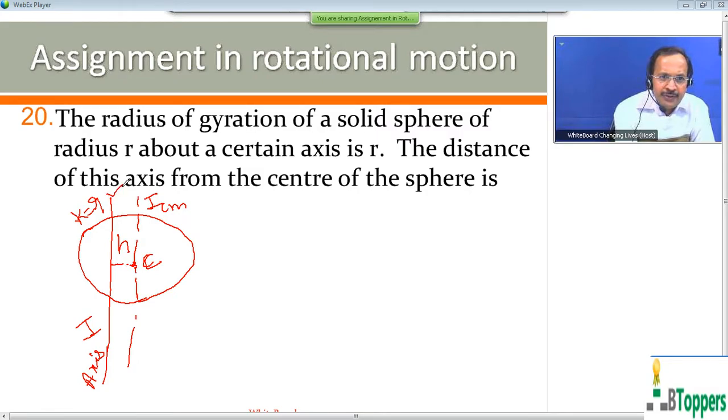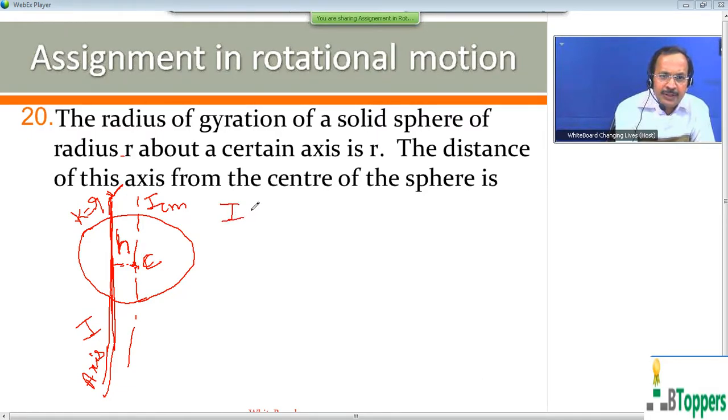So on the left side I have shown this axis, I have marked tick. This represents the axis about which the sphere has radius of gyration, k equal to r. That means the radius of gyration of sphere about this axis on the left side is the same as the radius of sphere. You have to find distance of this axis from center of sphere. Let h denote the perpendicular distance between the axis on the left side and the center of sphere.